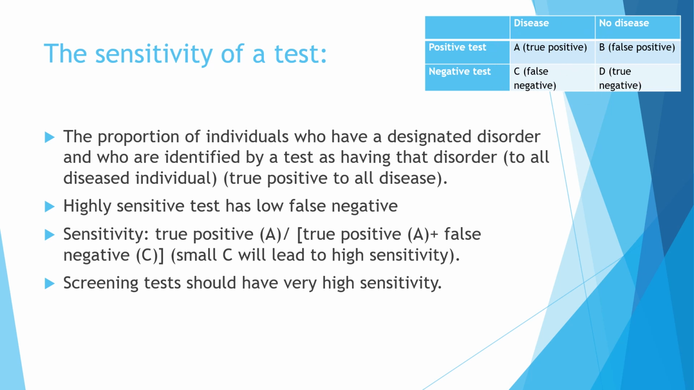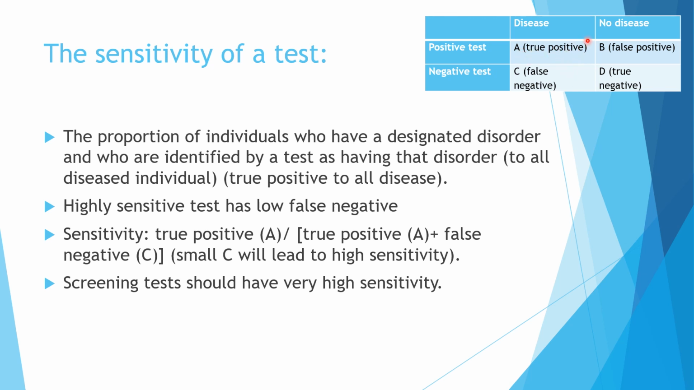So let's start with the sensitivity. What is the sensitivity? Sensitivity is the proportion of the people who have the disease and showed by the test as having the disease to the whole people with the disorder. So it is the true positive divided by the whole people who have the disease, which is the true positive plus false negative. So sensitivity is A divided by A plus C.